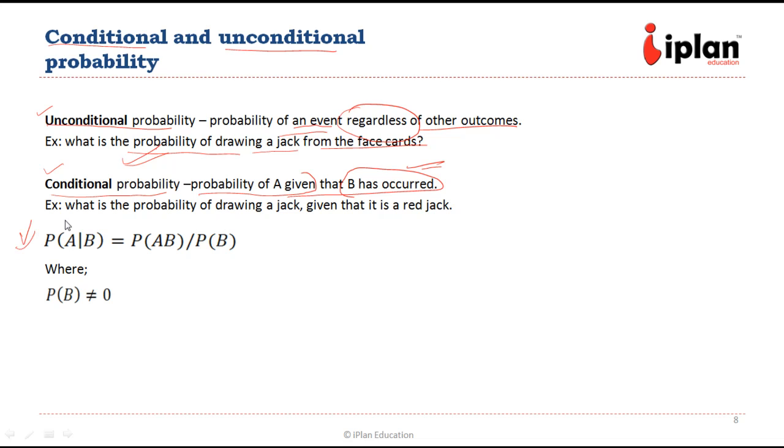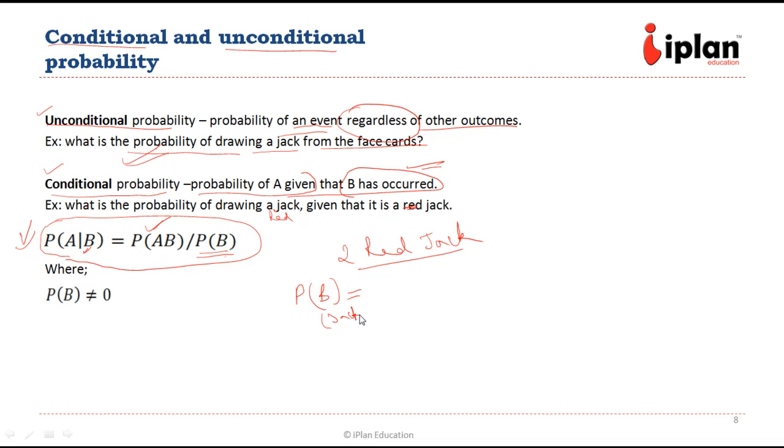So the conditional probability has been defined as the probability of A occurring when B has already occurred, equal to the probability of A and B both happening simultaneously divided by the probability of B happening. Let us take this example. What is the probability of drawing a red jack given that it is a jack? We know there are two red jacks in the deck of cards. So assuming that B is the case where it is a jack, the probability of the card being a jack is, there are 4 jacks in the deck, so it is 1 by 13, and the probability of both A and B happening, that is it's a red and a jack, there are 2 red jacks, so 2 divided by 52, that is 1 by 26.